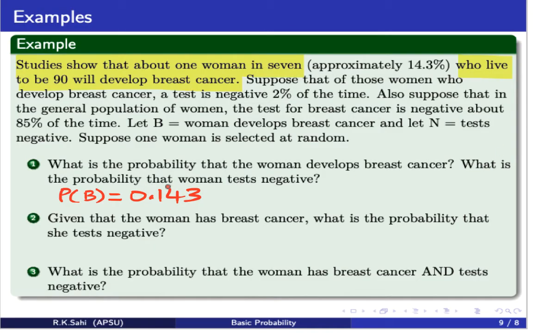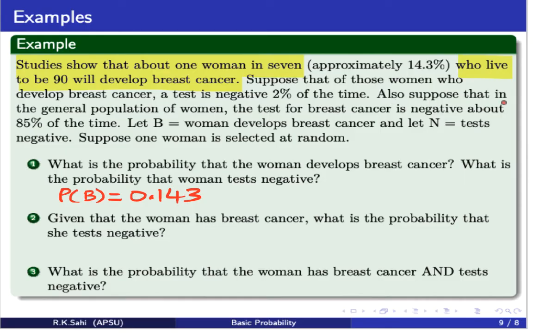Okay, let's look at the next question in the same problem. What is the probability that the woman tests negative? Let's go back again to the problem. It says now, suppose that of those women who develop breast cancer, a test is negative 2% of the time. Now, this means the ones who have breast cancer, and out of those, the test is negative. So now, this one is more conditional. This is not giving the answer over here. But let's read further and see where we get it.